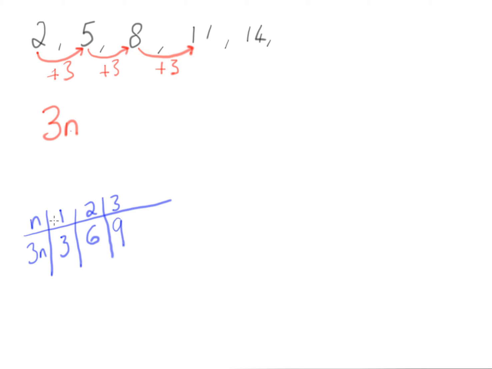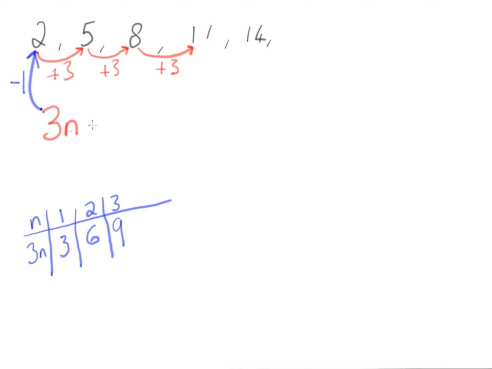Now you can see our sequence isn't 3, 6, 9, it's 2, 5, 8. So we've got to adjust our sequence here slightly. And we do this by looking at this number here. We've got 3. Well, how do we get from 3 to our first term of 2? Well, in this case, we've got to take away 1. So we're going to do that to our nth term.